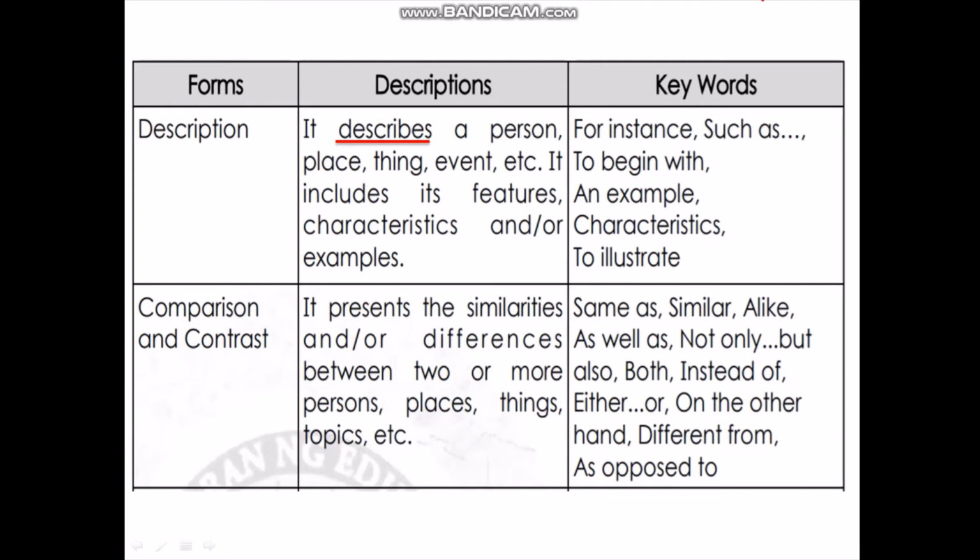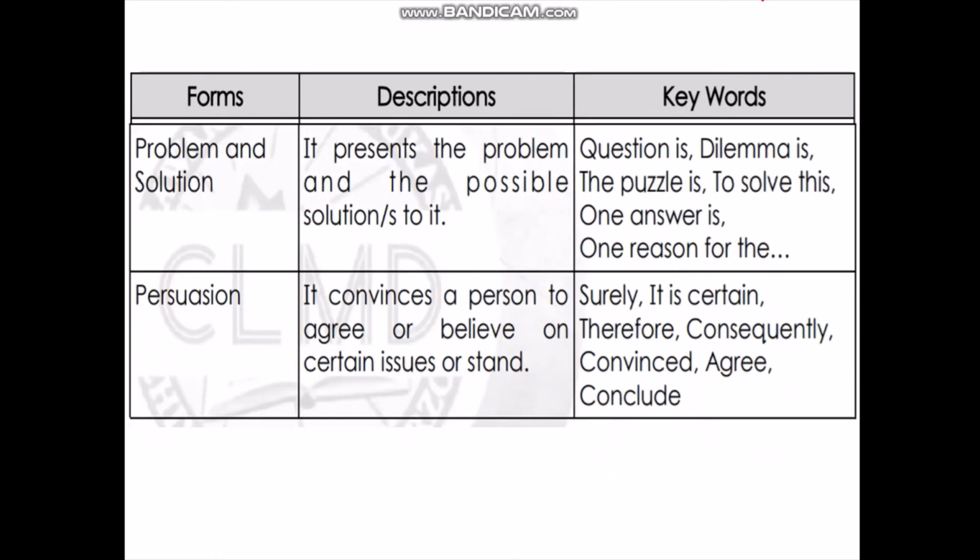Next, comparison and contrast. It presents similarities, what is the same, and differences, what is different from one another, between two or more persons, places, things, and topics. The keywords are same as, similar, alike, as well as, not only, but also, both, instead of, either, or, on the other hand, different from, as opposed to.